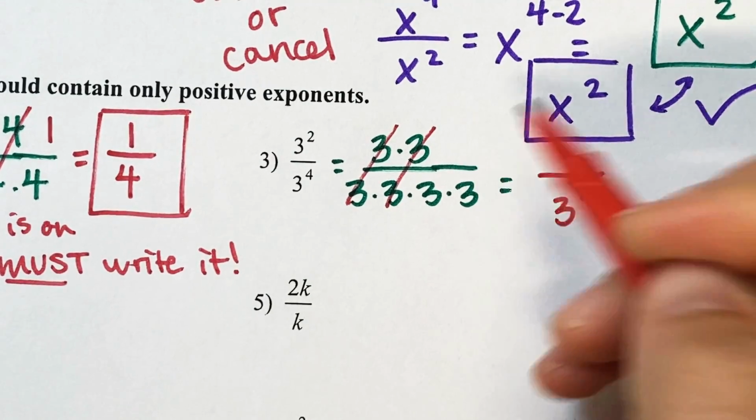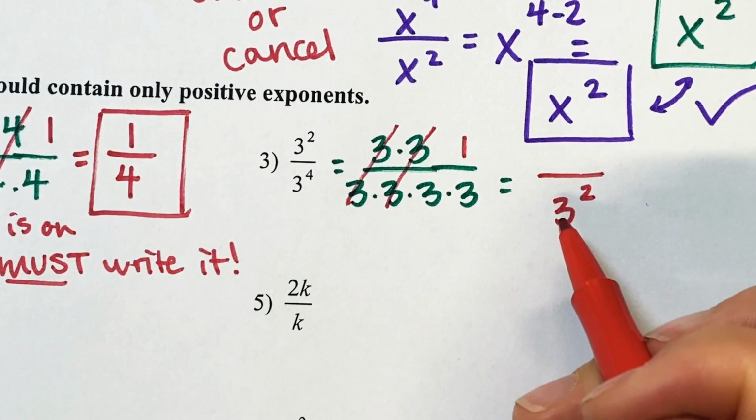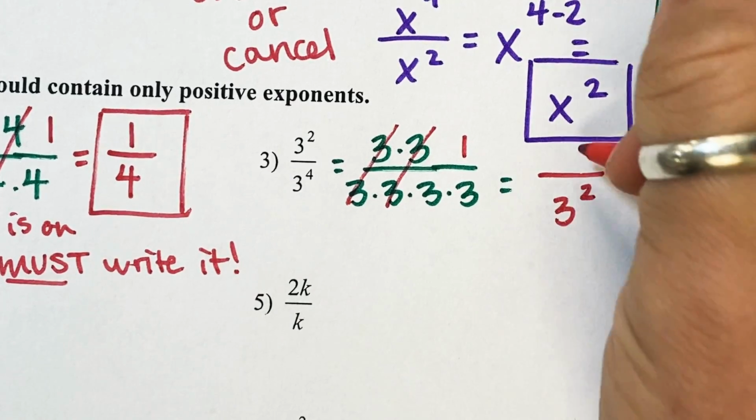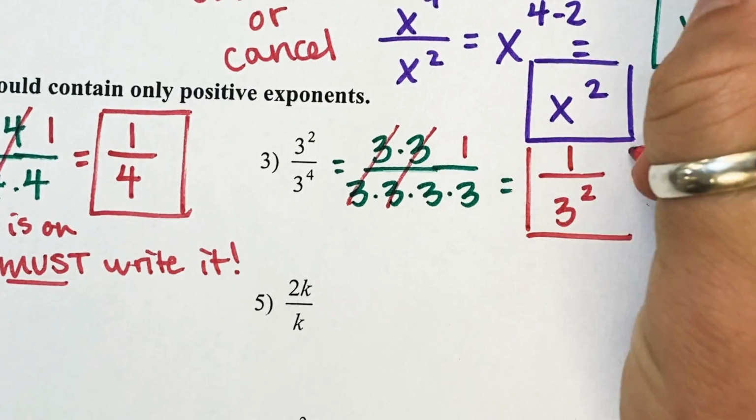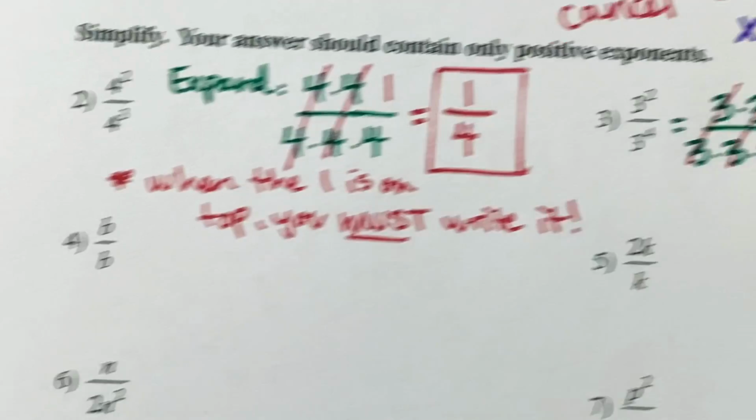What is the creepy invisible number left on top? It's 1. Do we have to write it when it's on top? Yes, we absolutely do. So our answer is 1 over 3 squared. 1 over 3 squared. Beautiful. Okay, let's look at number 4.